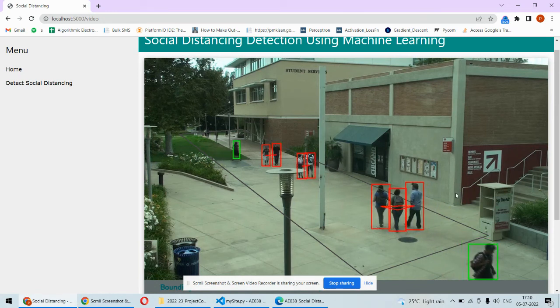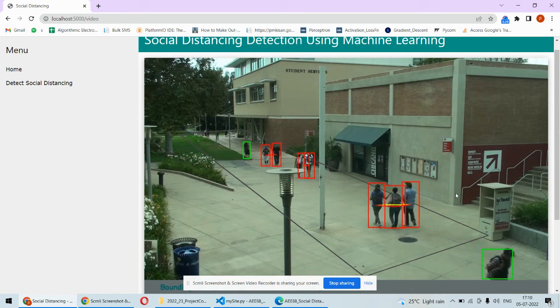Now for this purpose we are using some image processing plus the deep learning algorithm. So that's all about the implementation of this project.